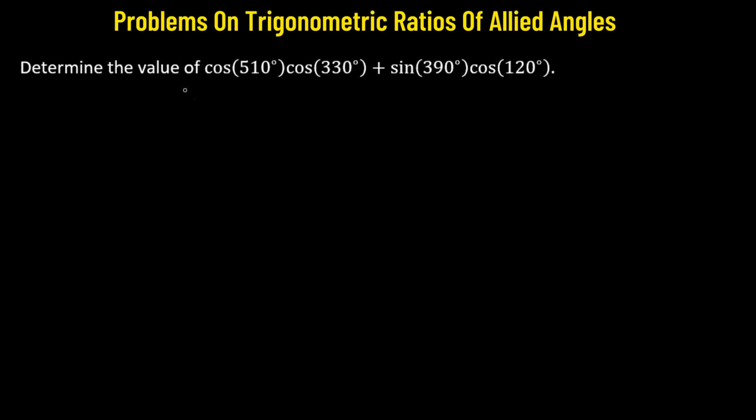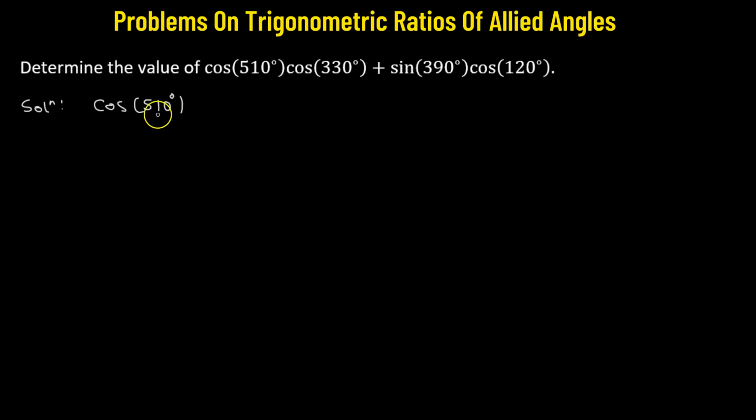In this problem, we need to determine the value of the given trigonometric expression. Let us begin. First, we will try to find out the value of each individual trig ratio. We start with cosine of 510 degrees.